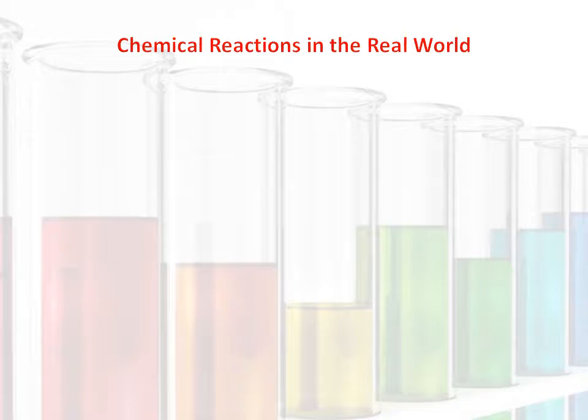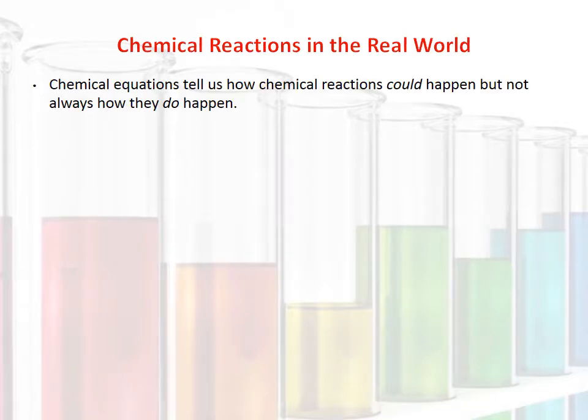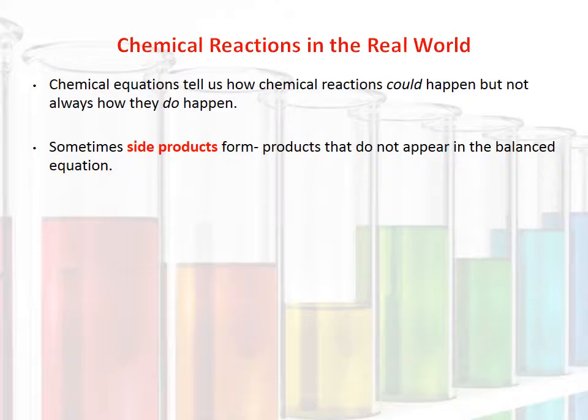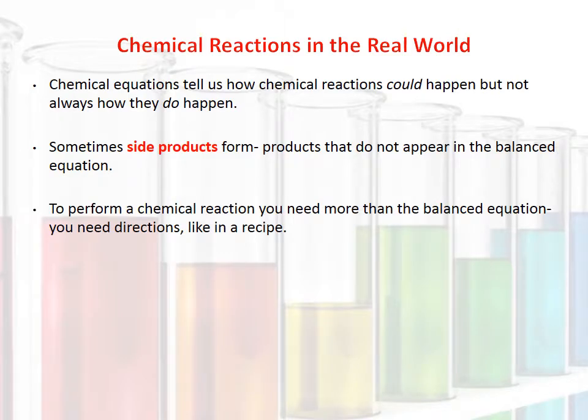Here we're going to consider some other factors that chemists need to know about reactions. So we're calling this chemical reactions in the real world. Well, chemical equations tell us how chemical reactions could happen, but not always how they do happen. Sometimes we have side products form, and these are products that do not appear in the balanced equation but can form under different conditions. To perform a chemical reaction, we need more than just the balanced equation.